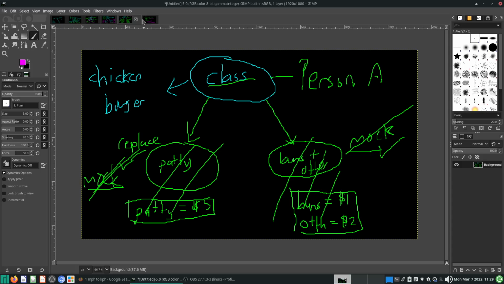So in the next few videos, maybe we'll pretend to be person A. We'll be making a class that is dependent on some other classes, and then we want to make this swapping in and out process very easy.